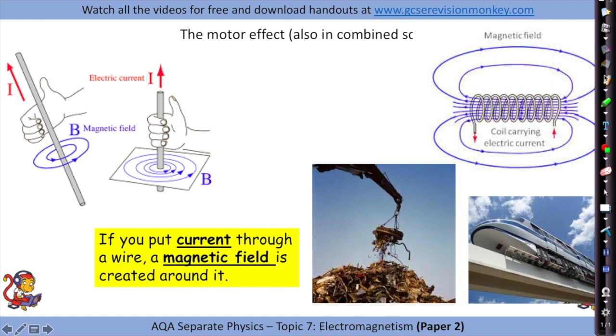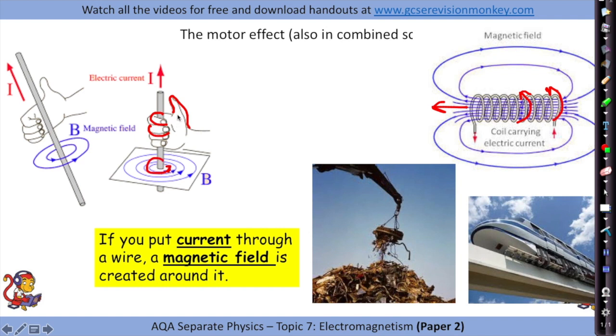Now you can see here you need to use the right hand grip rule to be able to work out the direction of the field lines around a wire, and it works the same on a solenoid, on an electromagnet. You've got your fingers curling around the outside here. Your thumb is going to tell you the direction of the field lines. Okay, and here you've got your fingers curling around the wire here. Your thumb shows you the direction of the current, or if you put your thumb in the direction of the current, your fingers show the direction of the field lines.